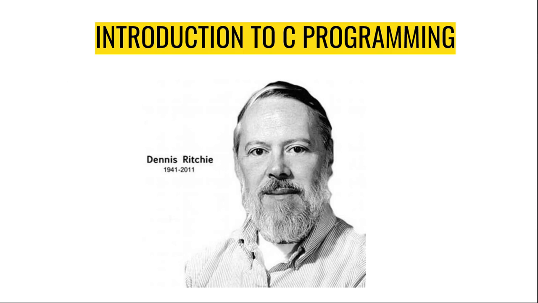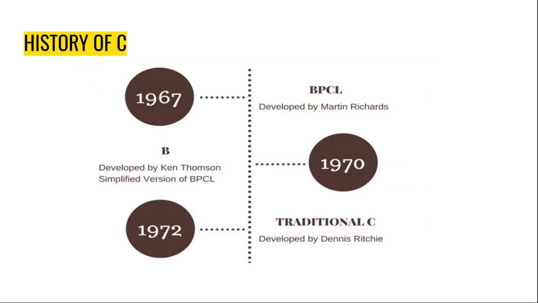In this video, let us walk through the history of C. C language was developed by Dennis Ritchie in 1972 at AT&T Bell Laboratory. It is a high-level programming language which needs a compiler to convert this high-level source code which is in C programming language to the machine code which is zeros and ones. Let us see what is the history of C and how it evolved.